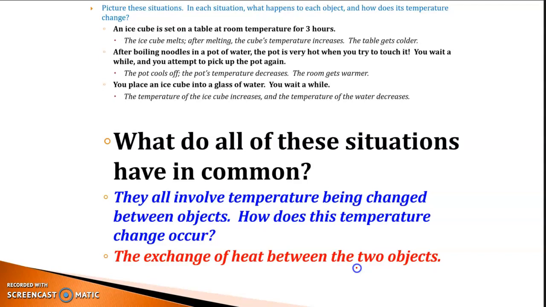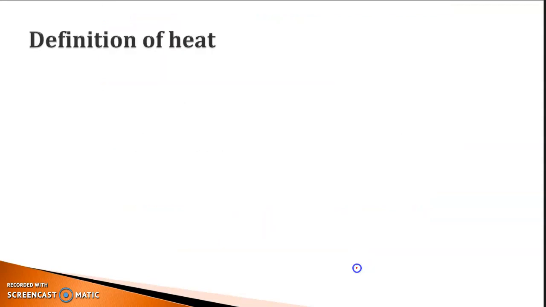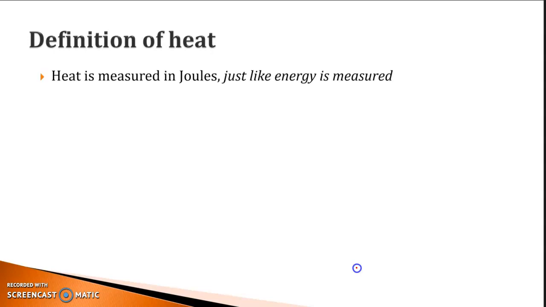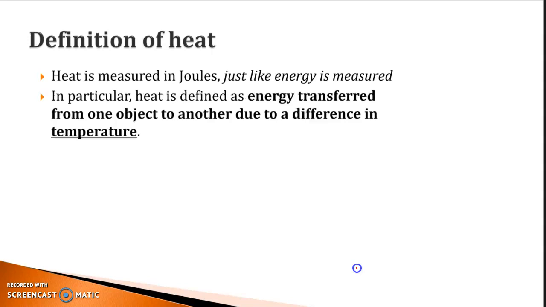It occurs due to the exchange of heat between the 2 objects. And this is where we're going to start getting into what is the difference between heat and temperature. So believe it or not, heat is actually a unit of energy. So it's measured in joules. Heat is really a type of energy. It is defined as the energy transferred from one object to another due to a difference in temperature. As you might expect, if you had 2 objects of the same temperature, no heat will be exchanged.